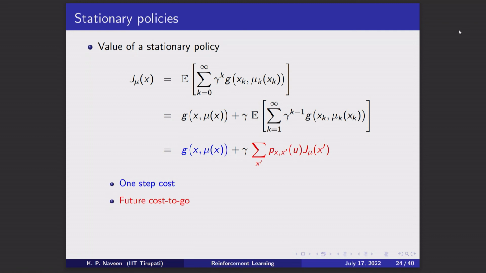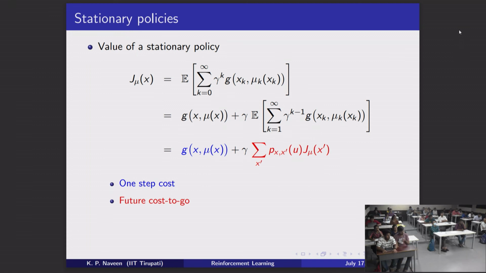Similar examples, right? You have to take some risk today. This one step cost may not be optimized, but it may be good, because you may land up in good states in the future. So you have to trade off between these two.